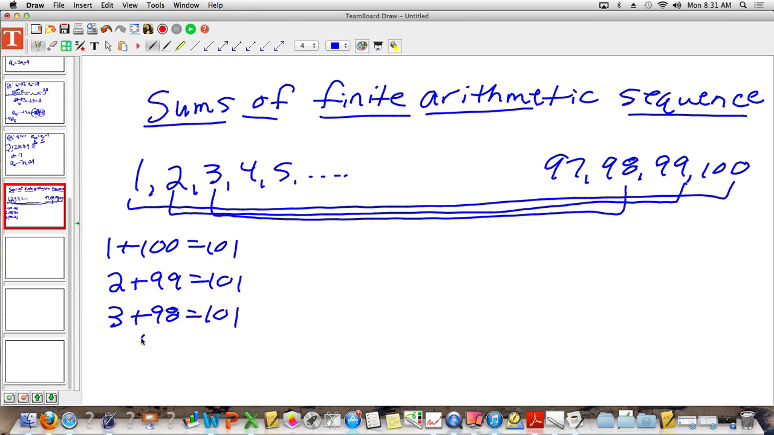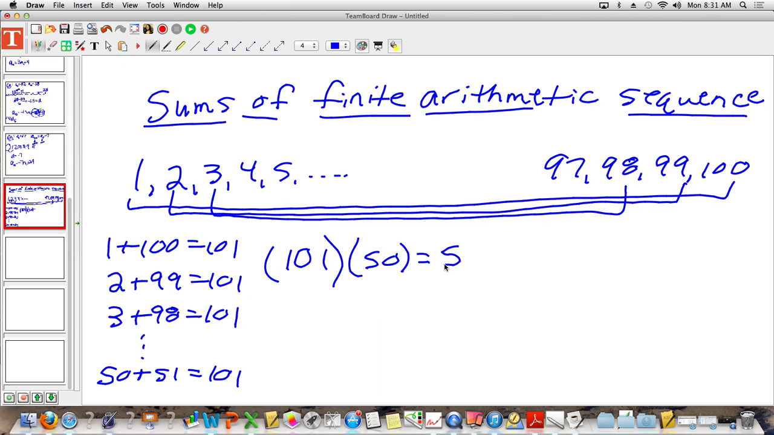50 plus 51. Yeah, so he added together 50 and 51, which got him what? 101. How many times did he multiply it by 50? What is the sum of the first 100 integers? So 5,050. So if you added 1 plus 2 plus 3 plus 4 plus 5 all the way to 100, you would get 5,050.